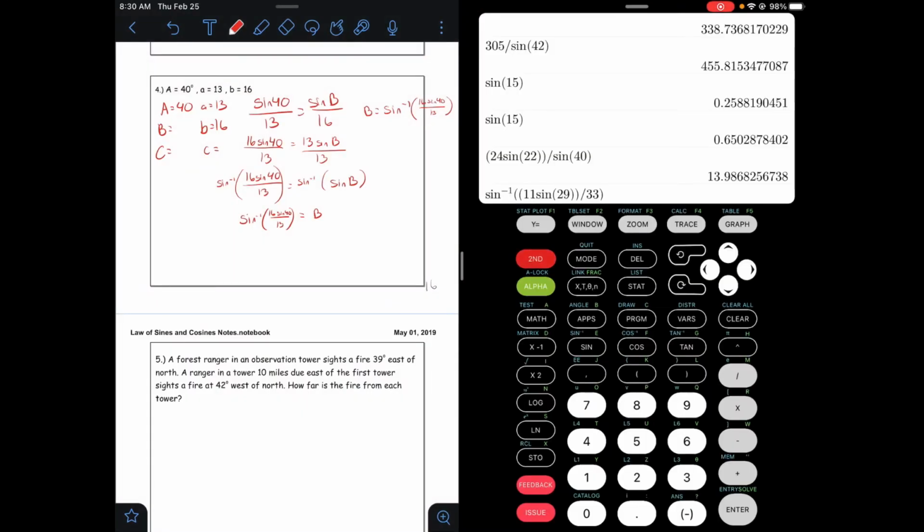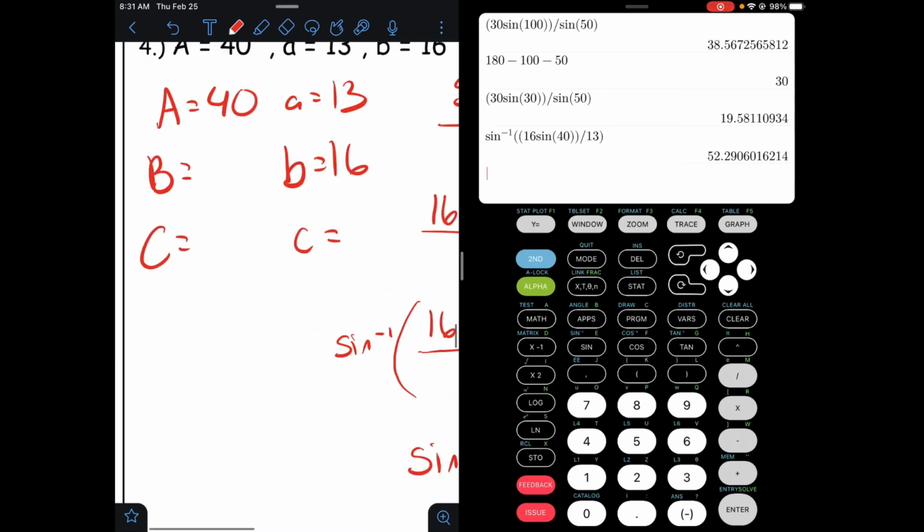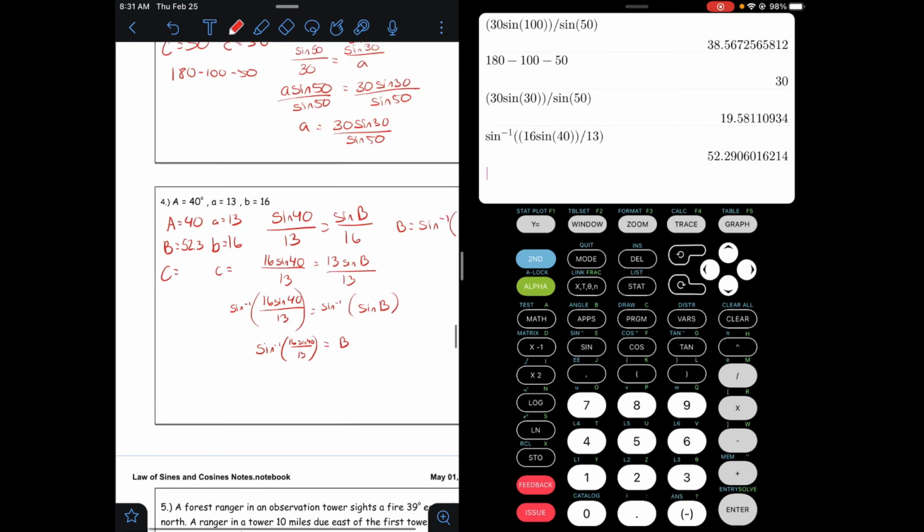All right, so we can plug that in. We get sine inverse of 16 sine 40 divided by 13. And I got 52.2. Oh, actually I need to round that up. Never mind, 52.3. The reason we're rounding up is it's 52.29. The 9 rounds the 2 up to a 3.